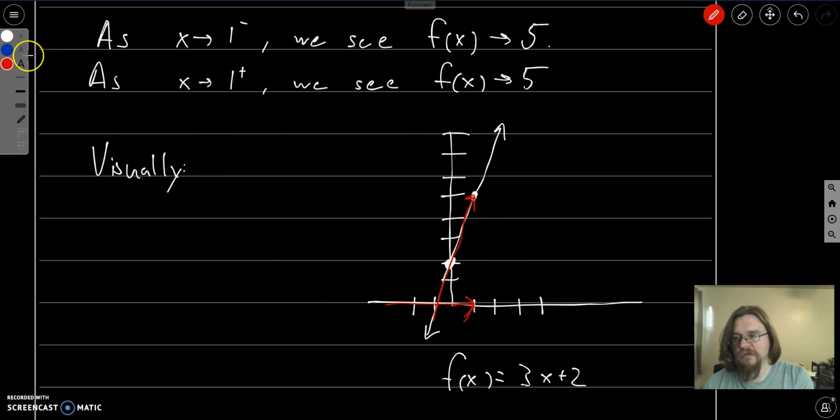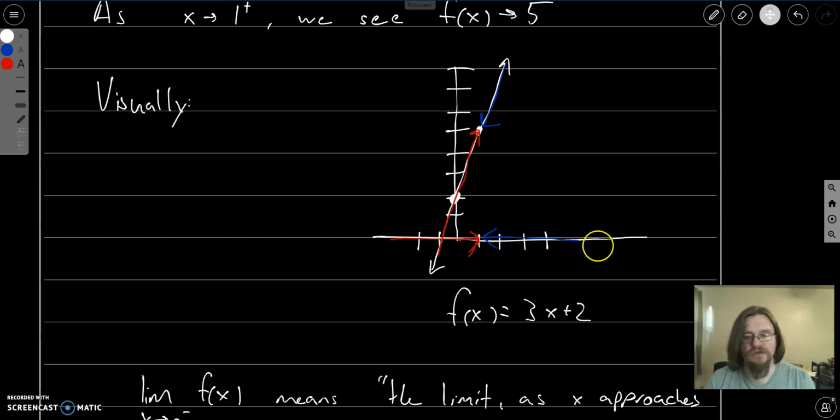Also, if we approach from the right-hand side, I'll use blue for this side. If we are starting from more positive numbers and getting closer to 1 from the right-hand side, as we plug these into our function, we're going to see that we're coming down this line and we're getting closer and closer again to this point right there.